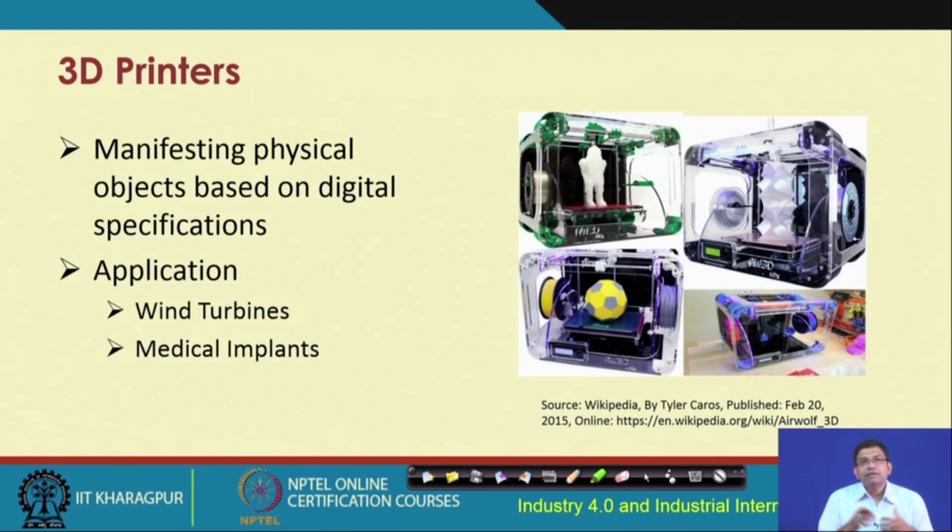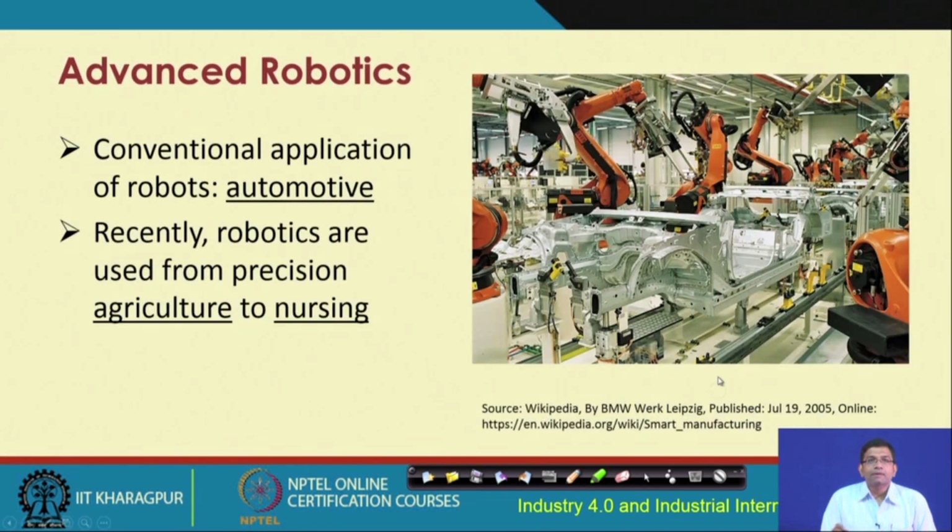So, 3D printers basically have applications in wind turbines, medical implants, and so on. Advanced robotics, different connected robotic equipment, are being used in the automotive industries. Robots are also used in the medical domain for robotic surgery. Robotic surgery is something that is happening worldwide.